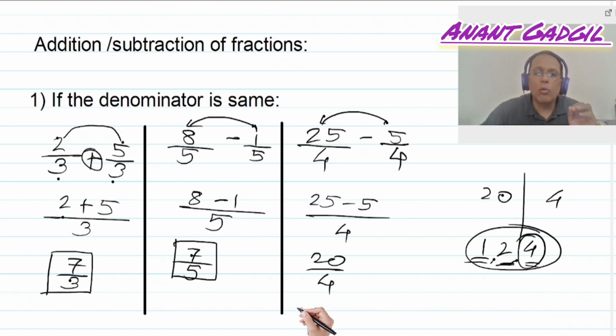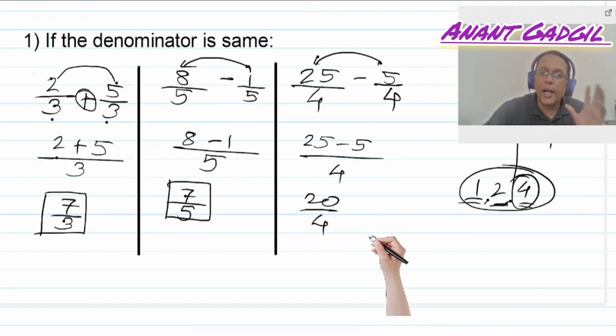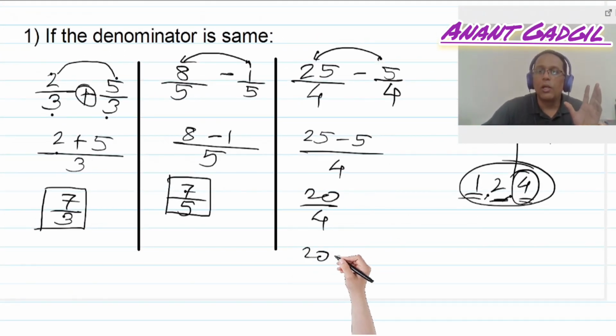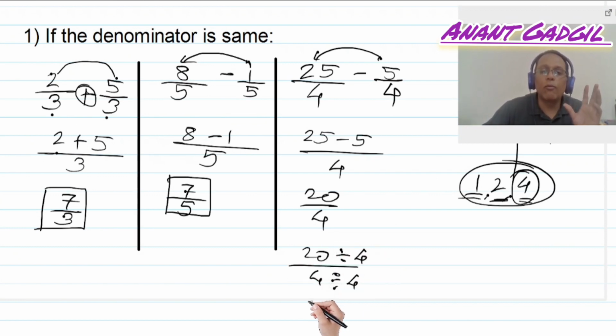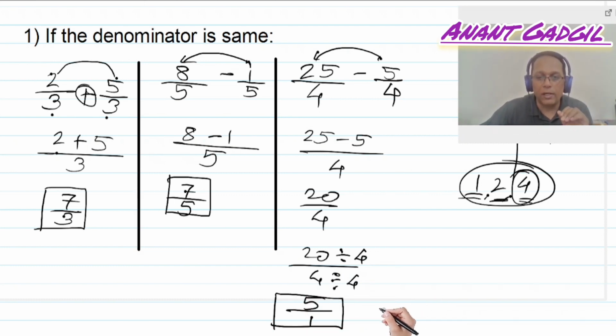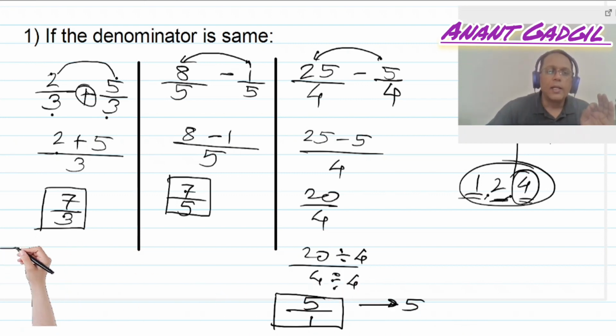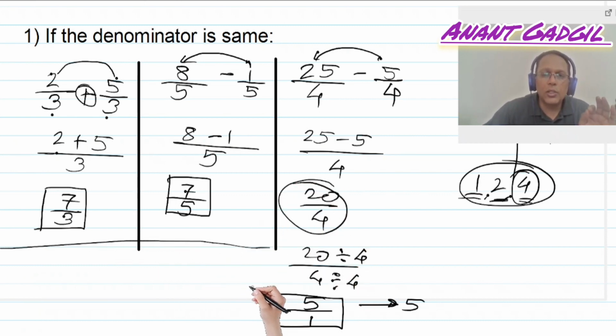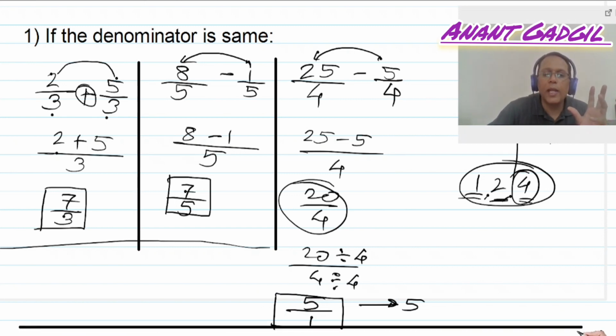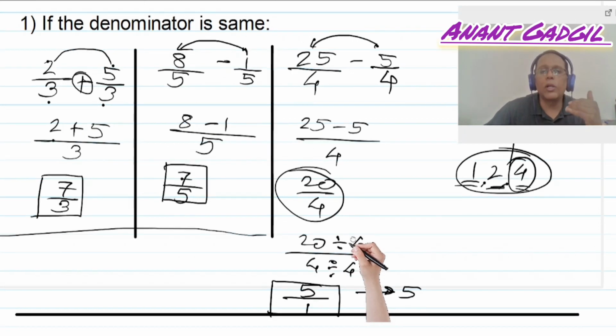So we are going to divide both by the greatest number which divides them both. So we are going to divide both of them by 4. If we divide both of them by 4, we will get 5 in the numerator and 1 in the denominator. So you can write this as only 5 also. Okay, 5 by 1 is nothing but 5. So you have to remember that if the answer you are getting, like this 20 by 4, is further divisible by any same number, then you have to divide them.